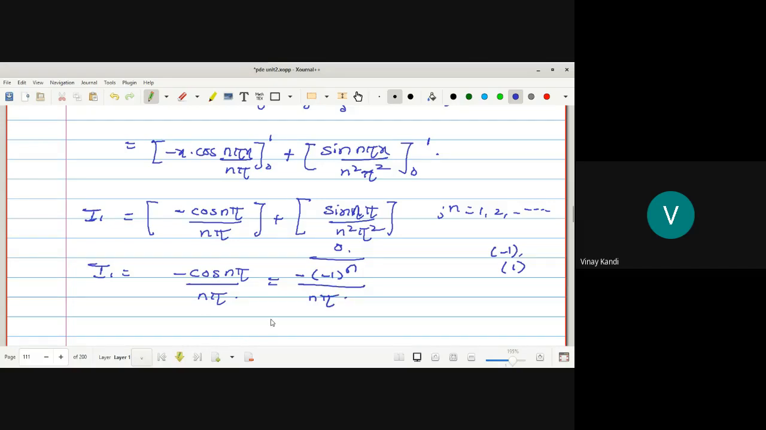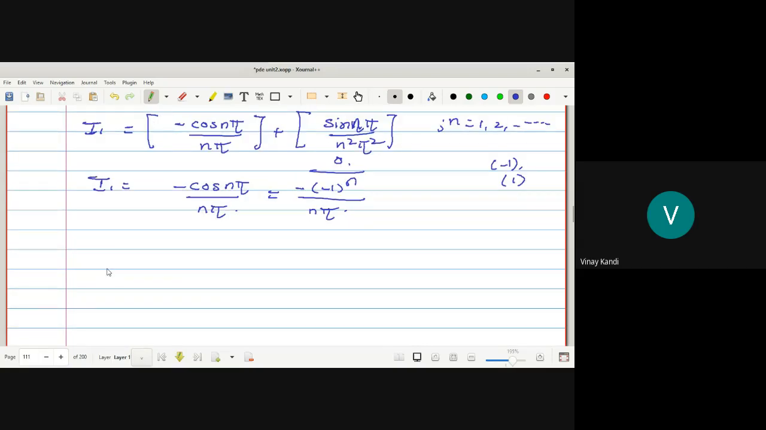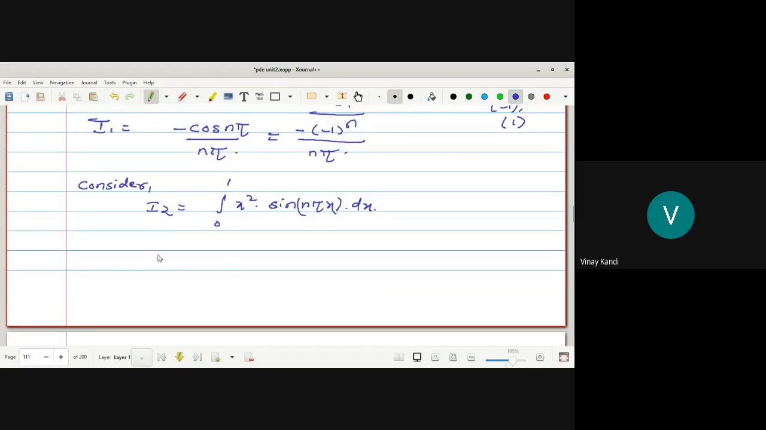Okay, any doubt? No, sir. Okay, समजला स्टेप? So this is the value of I1. Now consider I2. I2 is what? Integration 0 to 1 x square sin n pi x dx. Again, use u into v rule. Okay, integration by parts, u v rule also.